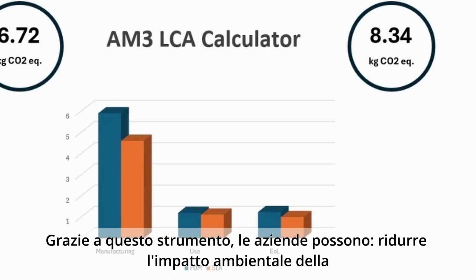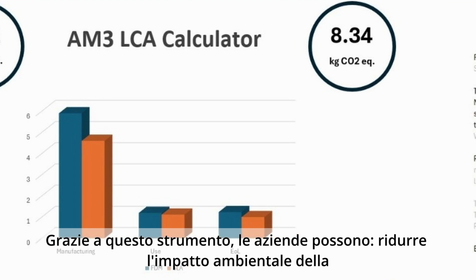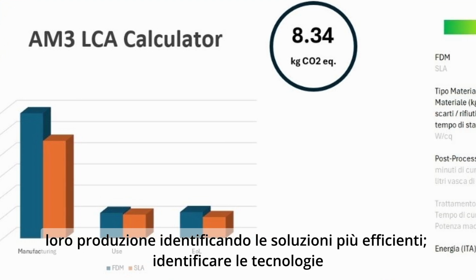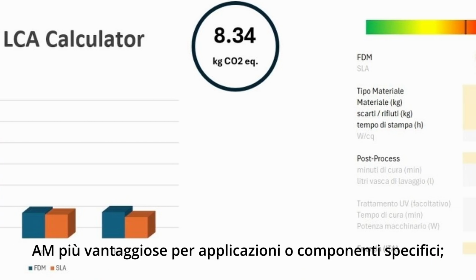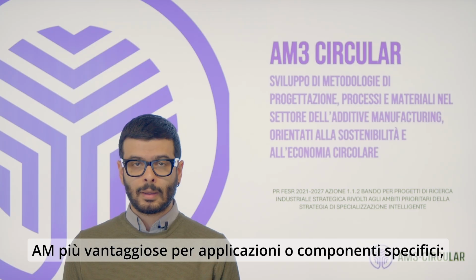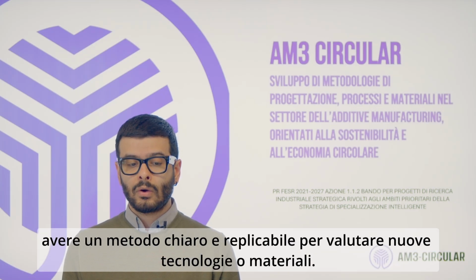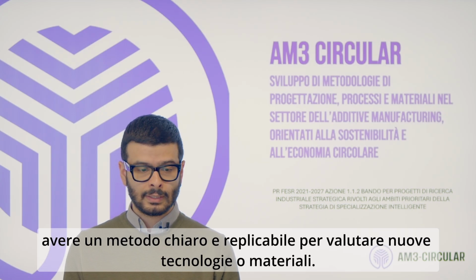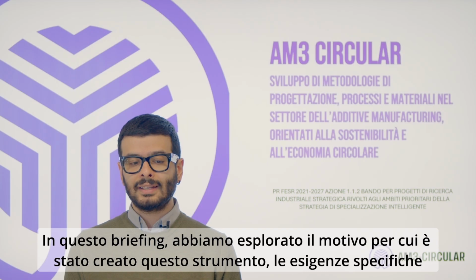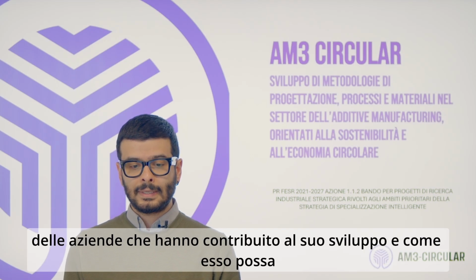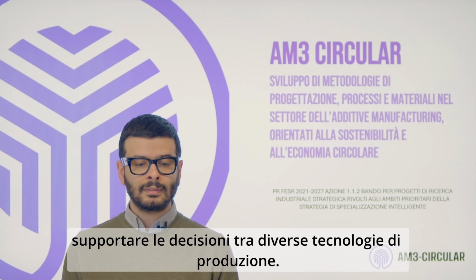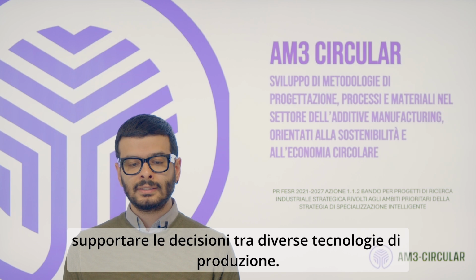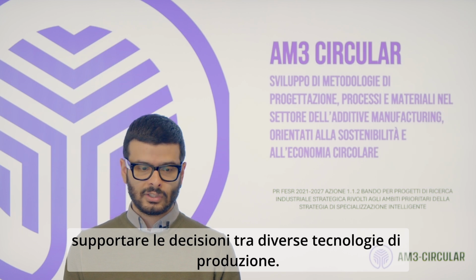Thanks to this tool, companies can reduce the environmental impact of their production by identifying the most efficient solutions, identify the most advantageous AM technologies for specific applications or components, and have a clear and replicable method for evaluating new technologies or materials. In this briefing, we explored why this tool was created, the specific needs of the companies that contributed to its development, and how it can support decisions between different production technologies.